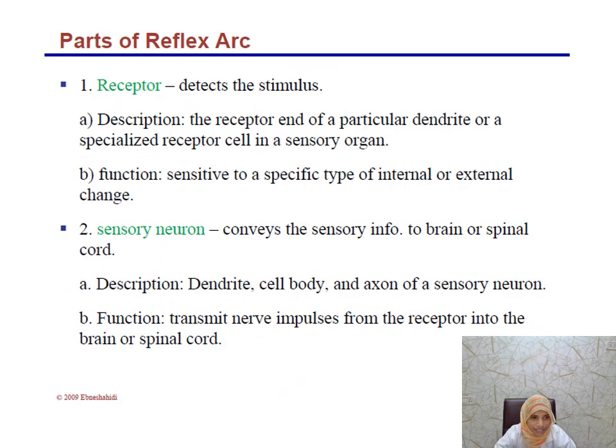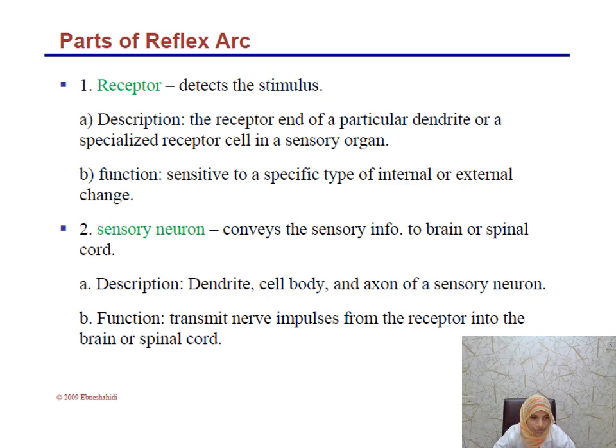So parts of a reflex: the receptor. What is the role of a receptor? It is going to detect the stimulus. Description: the receptor end of a particular dendrite or a specialized receptor cell in a sensory organ. And what is the function? Sensitive to a specific type of internal or external change.